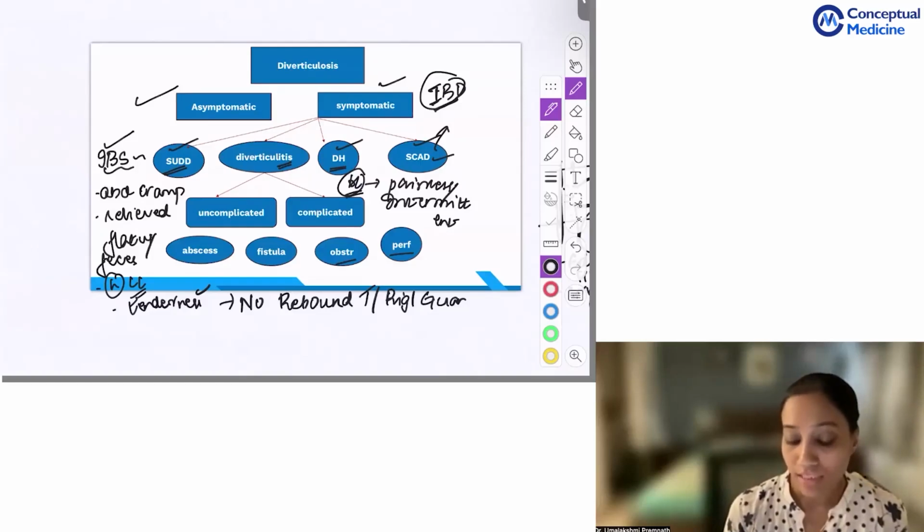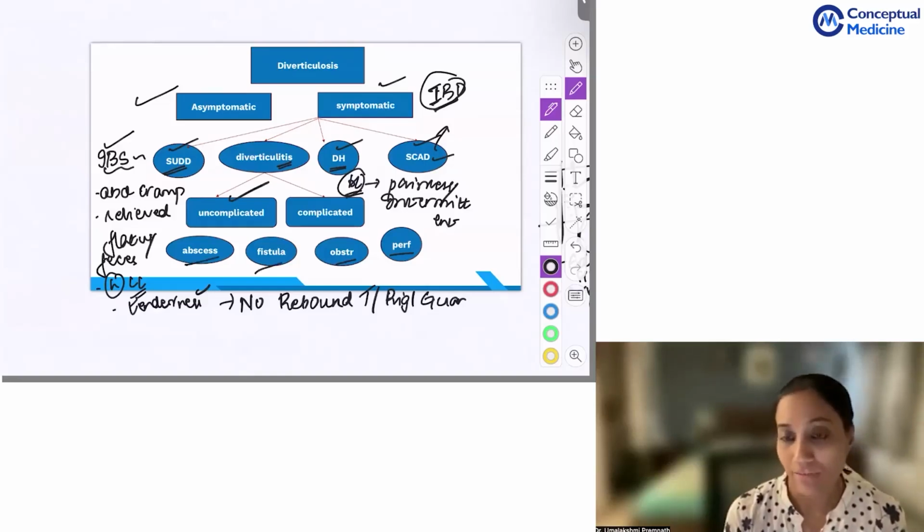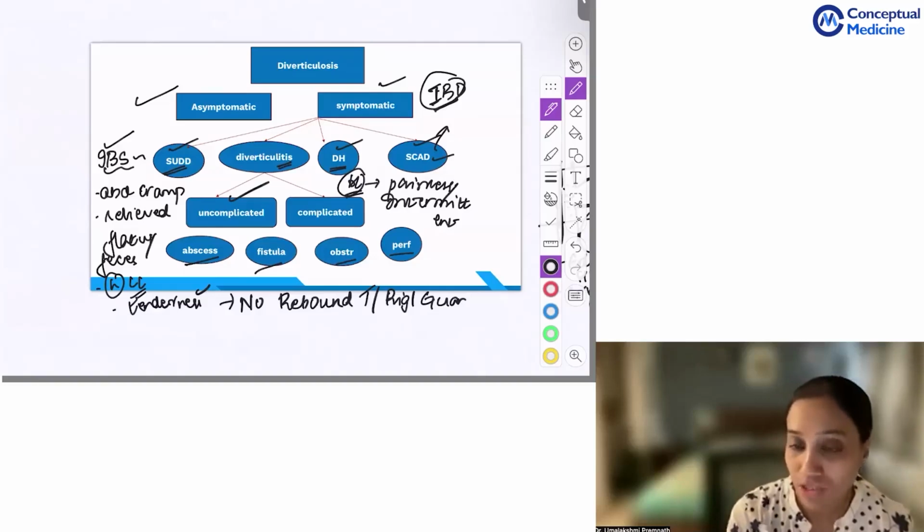So diverticulitis uncomplicated means what? That means there are no complications. The complications we expect are either an abscess or a fistula, obstruction, or a perforation. Either a diverticular abscess can develop. Sometimes, if the diverticular abscess is so severe, it can fistulize to the adjacent organ.